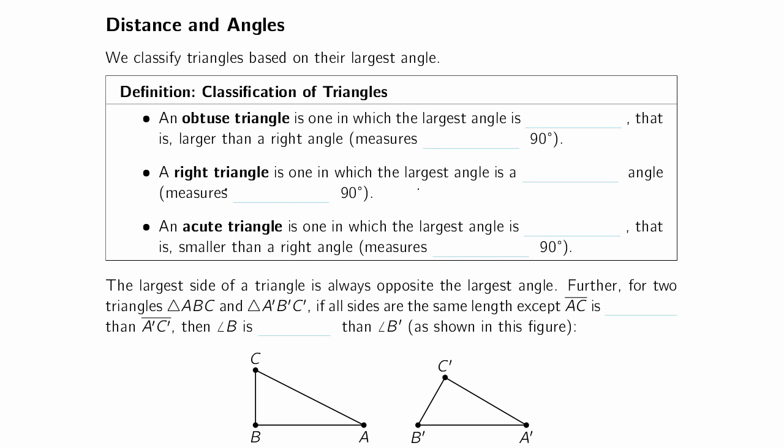So, just to recall, an obtuse triangle is one where the largest angle is obtuse, which means that it's larger than a right angle, measures more than 90 degrees. A right triangle, as we've mentioned earlier, is one where the largest angle is a right angle. So a right angle measures exactly 90 degrees. And an acute triangle is one where the largest angle, and therefore all of the angles, are acute. So smaller than a right angle. They measure less than 90 degrees.